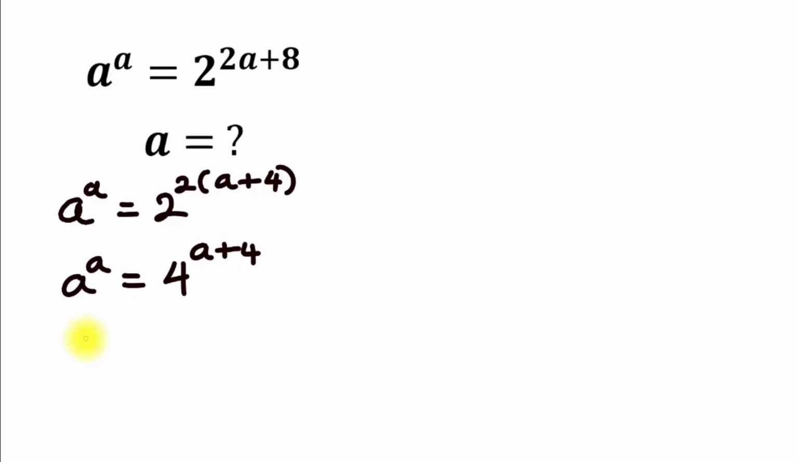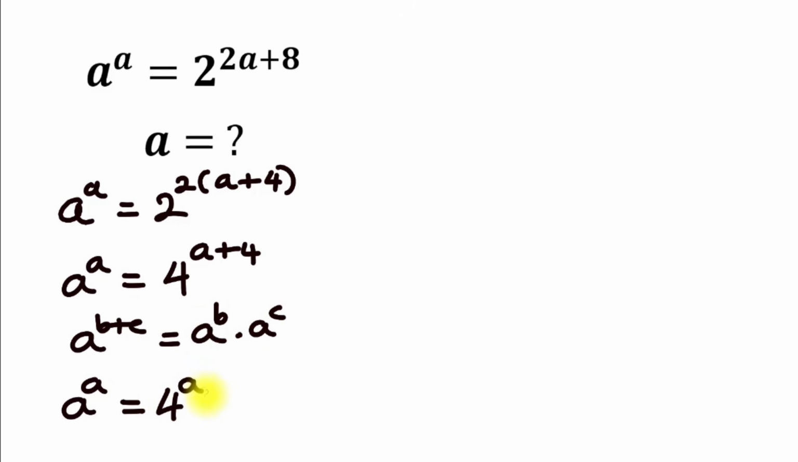Now our next step will be for us to apply the property of indices that says that when I have a, for example, to the power of b plus c, this is the same as a to the power of b times a to the power of c. And we're going to be applying this property to what we have on the right hand side. So we have a to the power a to be equal to, now this expression, just like this, now becomes 4 to the power a times 4 to the power of 4.